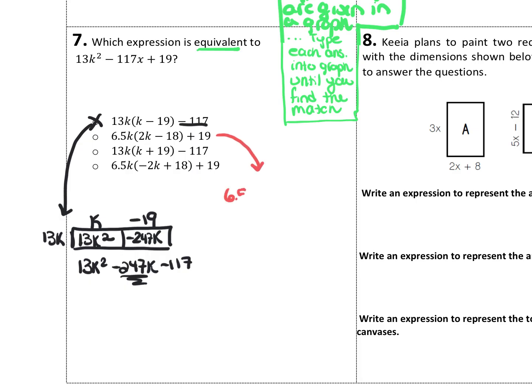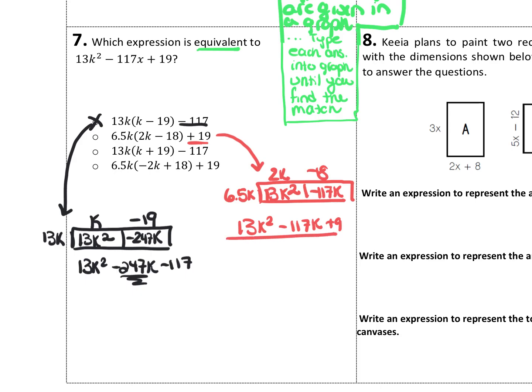I have 6.5k, 2k here, and a minus 18 here. 2 times 6.5 is 13, and a k times a k is a k squared. 6.5 times negative 18 is going to make a negative 117, and then my k. So right now I have 13k squared minus 117k. I'm looking really good, and then I have my plus 19. This matches this. So my answer is the second one, B.